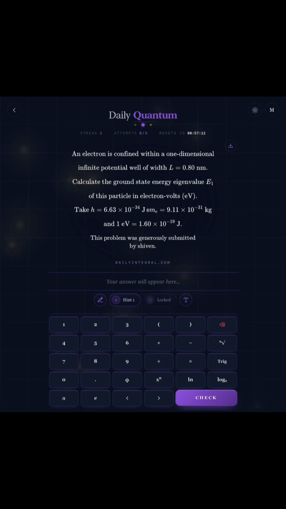We have h equal to 6.63 times 10 to the negative 34 joule seconds. And we have the mass of the electron, which is 9.11 times 10 to the negative 31 kilograms. And a conversion where 1 electron volt is equivalent to 1.60 times 10 to the negative 19 joules of energy.